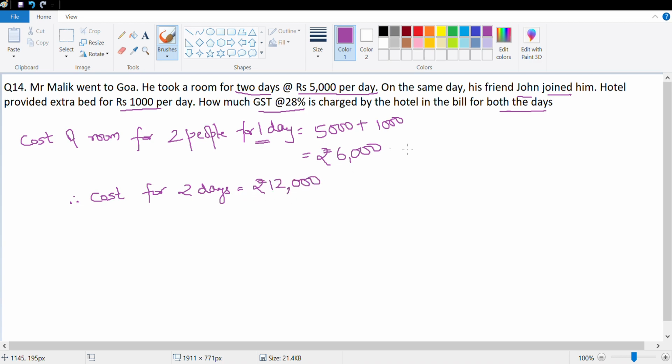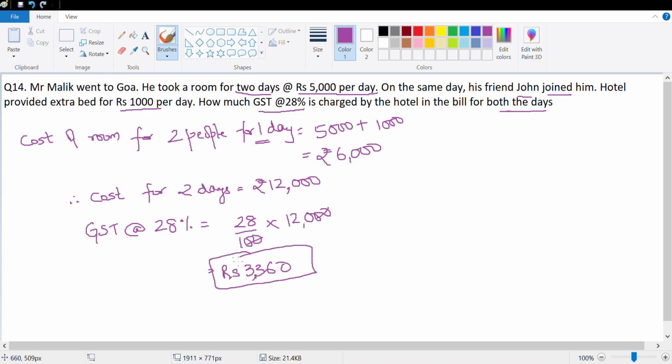Now we need to calculate GST. So GST at the rate of 28% would be equal to 28 upon 100 into 12,000. So this double zero goes. That's 28 into 12. That's 280 and 56. So that's 336 with a zero. So the GST amount is rupees 3,360.